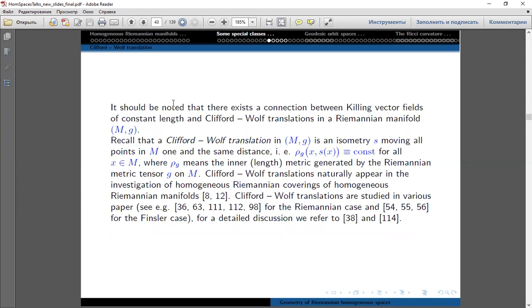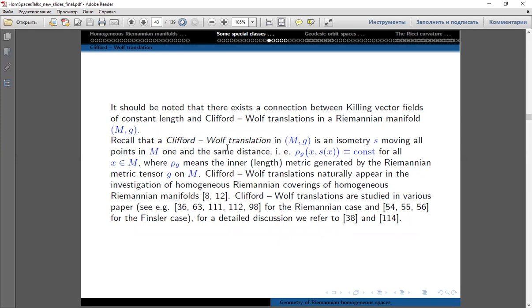Now, some very special isometries which are related to Killing vector fields of constant length. We should note that there exists a connection between Killing vector fields of constant length and so-called Clifford-Wolff translations or Clifford-Wolff isometries in a Riemannian manifold. What is the definition of this translation?